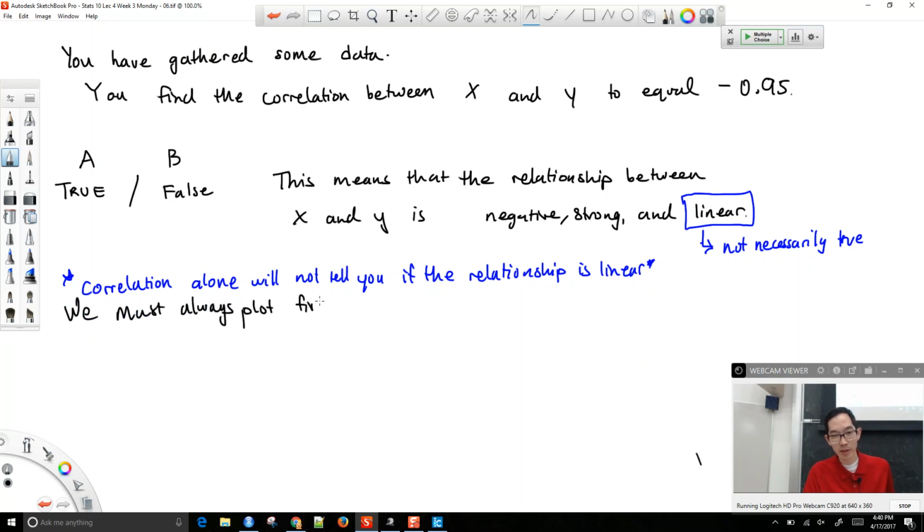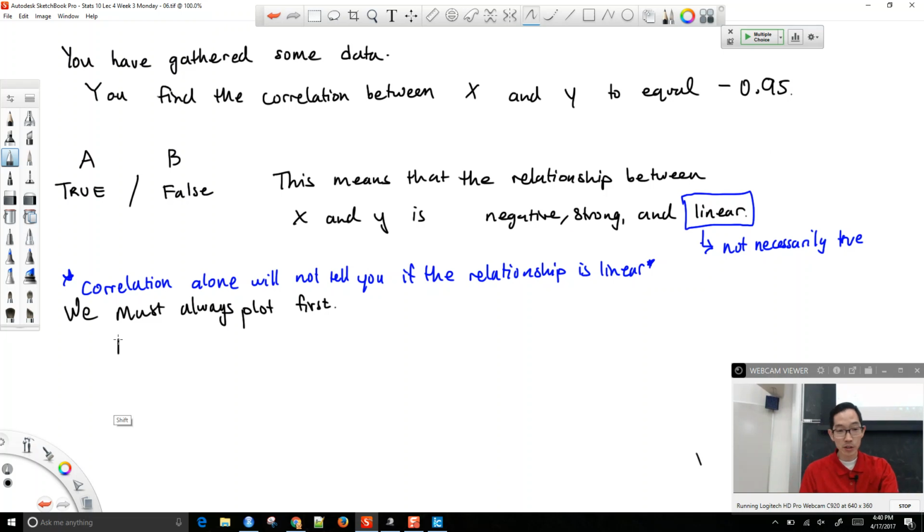All right. And you can definitely expect to see questions like this on, not on the quiz. The quiz only covers chapters 1 through 3, but on the midterm you can expect to see a question where I have not explicitly stated a linear relationship. So you can't assume that, right? So we must always plot first.